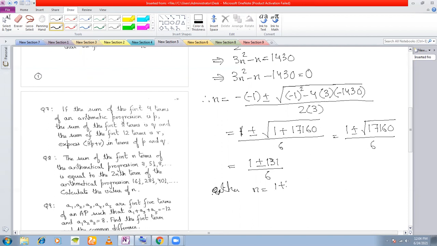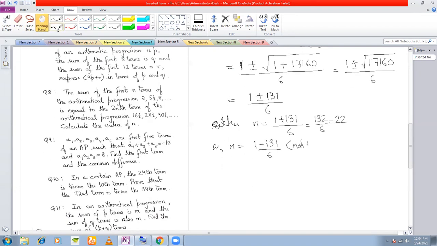1 plus 131 divided by 6. So you get 132 divided by 6, which is 22, or n is equal to 1 minus 131 divided by 6, which is not possible, because n cannot be negative. Hence n is equal to 22. So how many terms are required to give the sum? Only 22 terms are required to give the sum 715. Moving on to the next one.